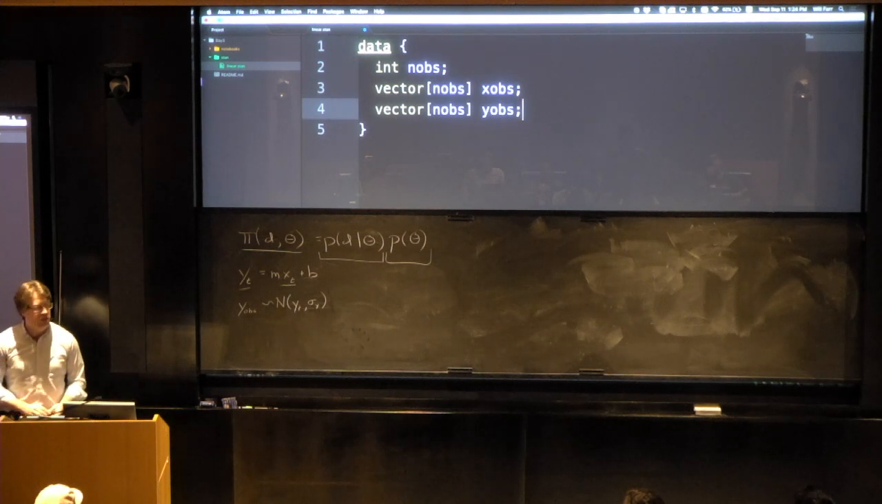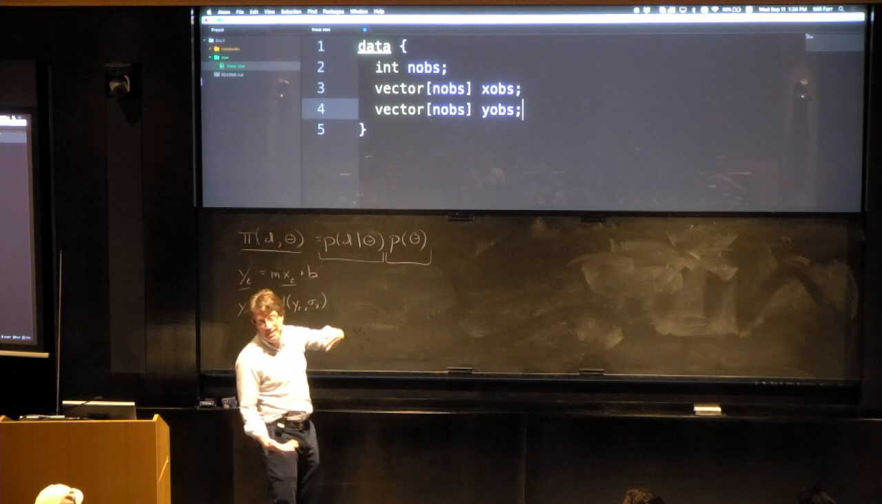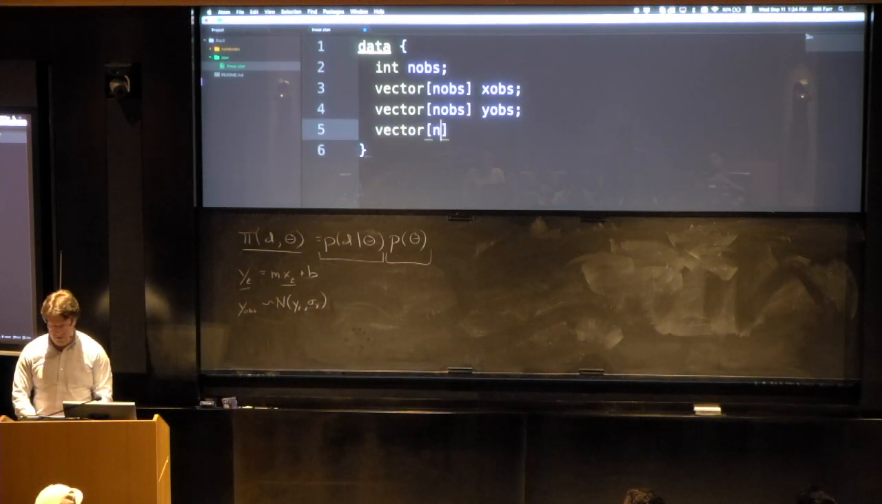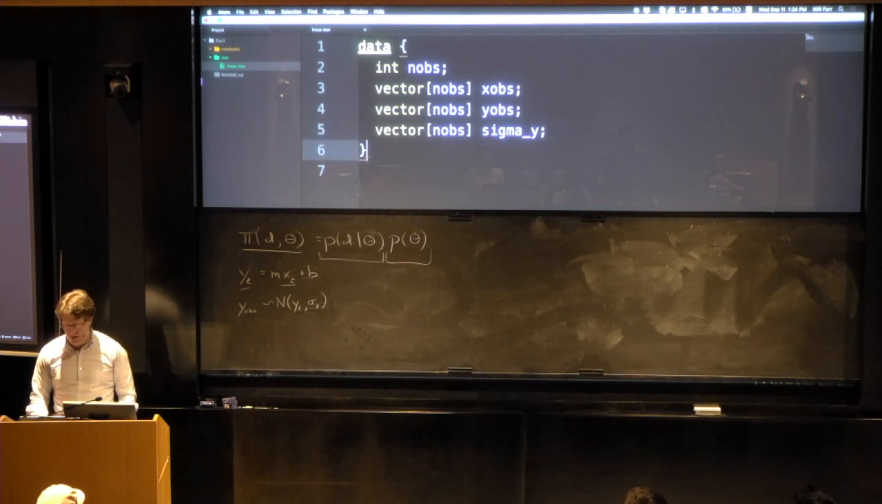And at each observation, we have an x. So we make a vector that is n obs long. We have an x, and we have a y. And we're also given some uncertainty. That kind of notation makes sense to everybody? It's just telling Stan what sort of data to expect.